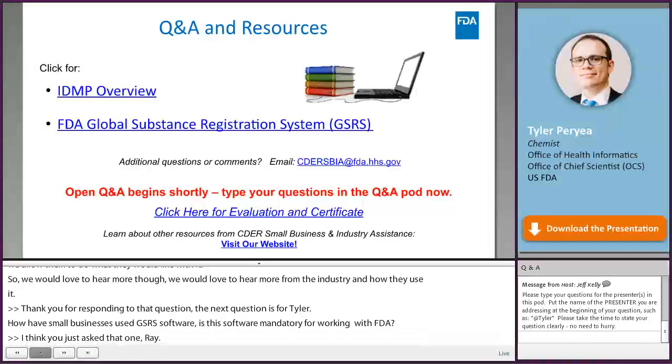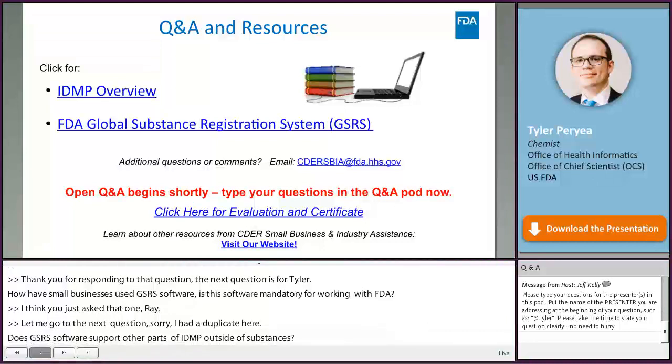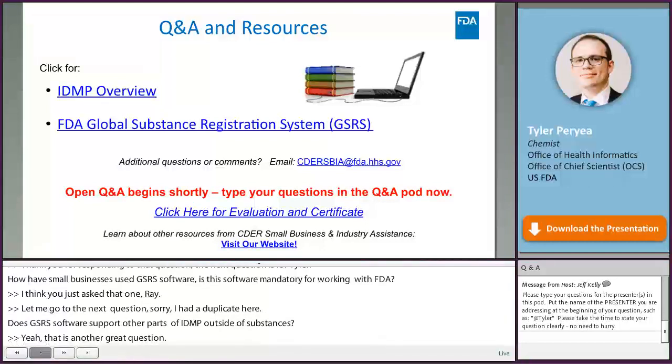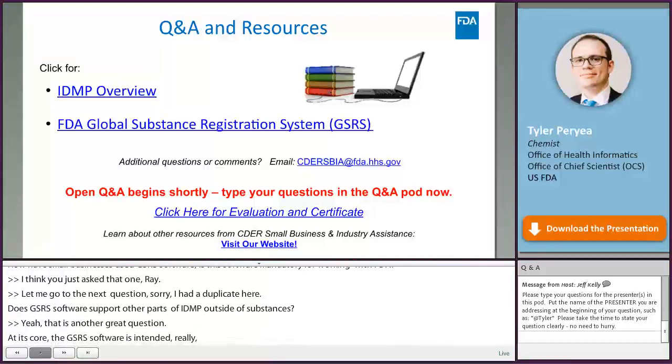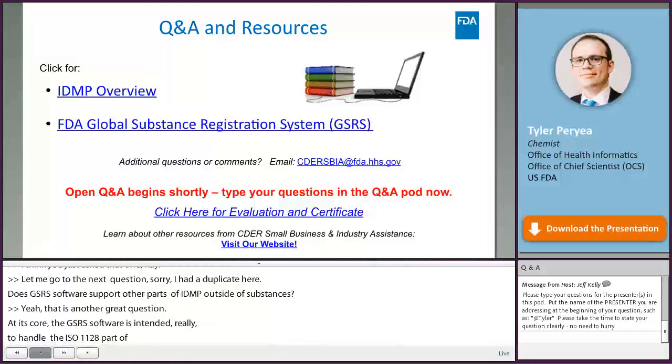Does GSRS software support other parts of IDMP outside of substances? Yeah, that's another great question. At its core, the GSRS software is intended really to handle the ISO 11238 part of IDMP, which is substances. There are ways to interface this together with larger efforts to do IDMP, but GSRS itself is fundamentally still about the substances directly.